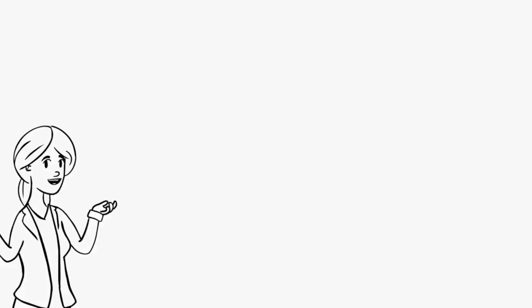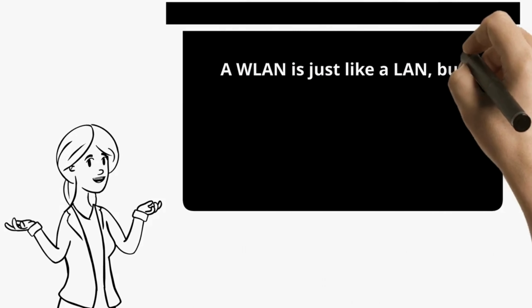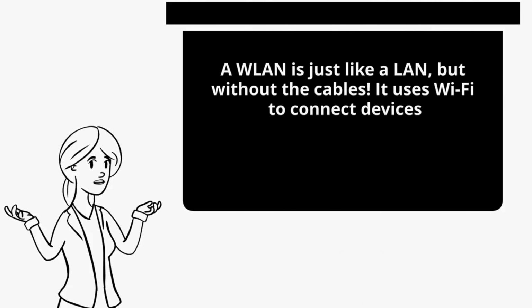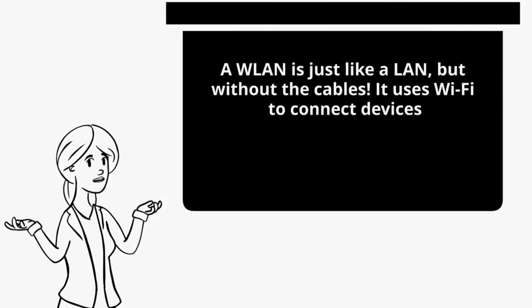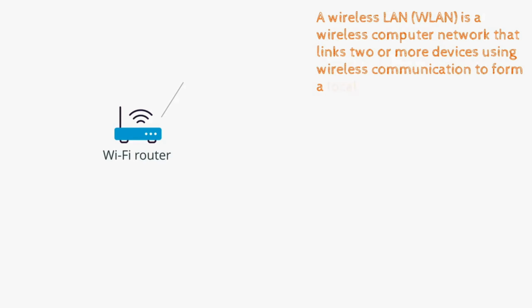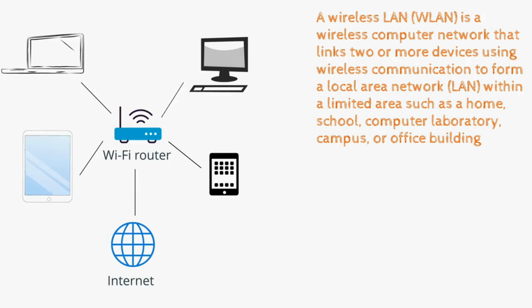Now let's talk about the special types of networks. Wireless LAN, WLAN. A WLAN is just like a LAN but without the cables. It uses Wi-Fi to connect devices. When do we use WLAN? We use WLANs when we need the flexibility to move around. At home, you connect your devices to a Wi-Fi router to access the Internet without being tethered by cables.